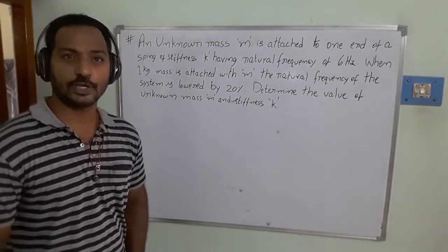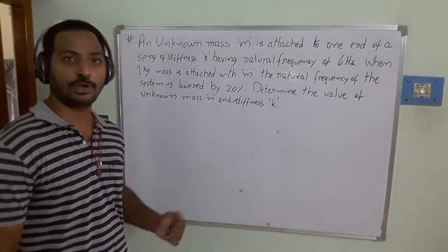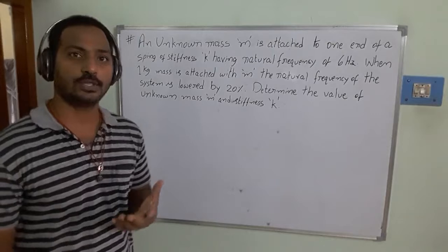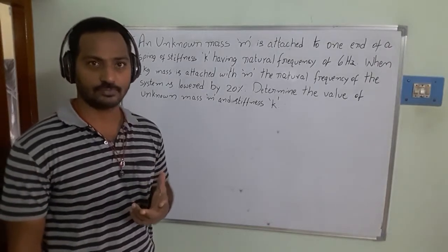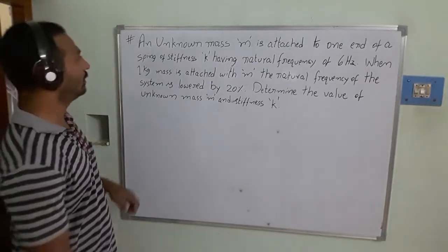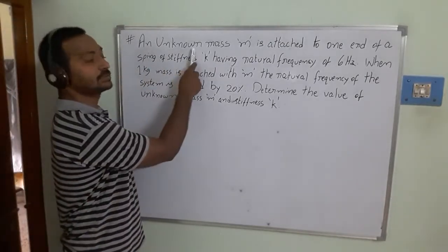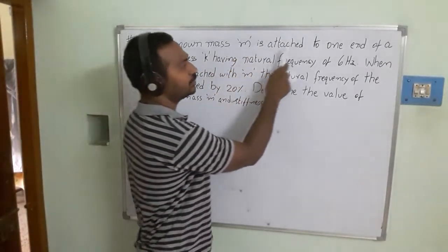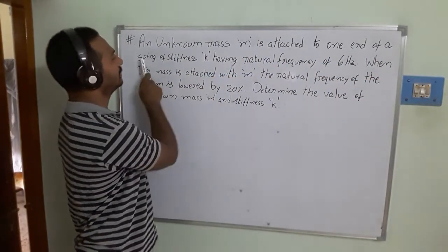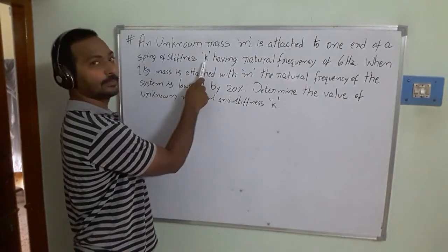Welcome back for this video session. In this video we are going to try to solve one more problem related to the spring and mass system. I am going to read out the problem here. An unknown mass m is attached to one end of a spring of stiffness k.